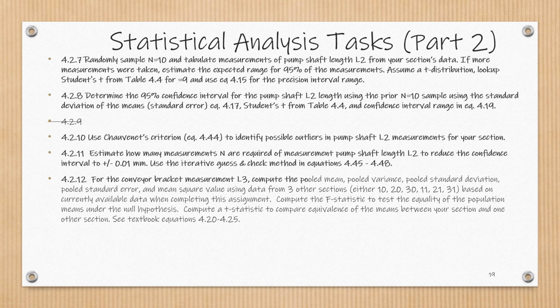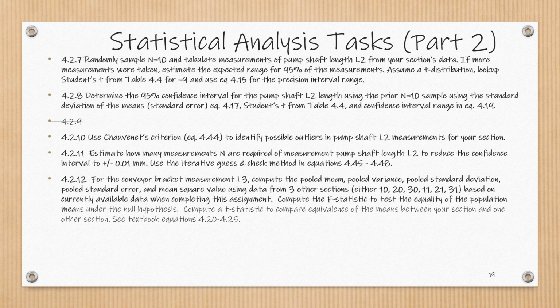And then for the conveyor bracket measurements L3, we'll compute the pooled mean, pooled variance, pooled standard deviation, pooled standard error, and mean square value using data from several sections based on the currently available data when completing this assignment. We'll also compute F statistics to test the equality of the population of means under the null hypothesis, and we'll compute a t statistic to compare equivalence of the means between one section data and the other sections.